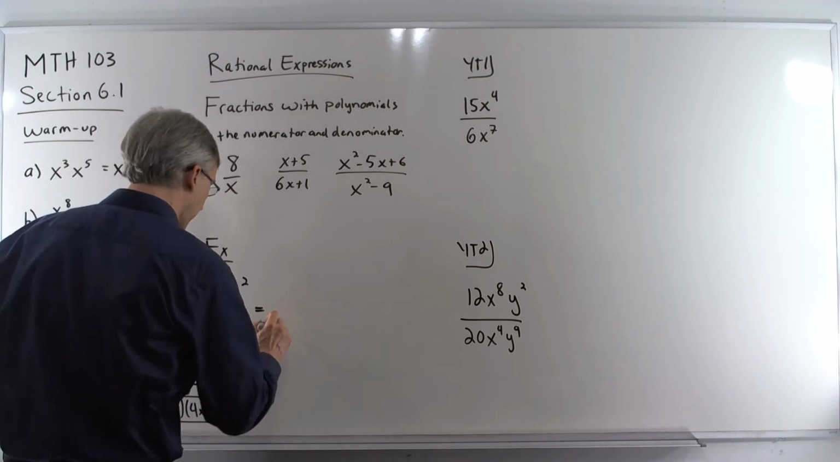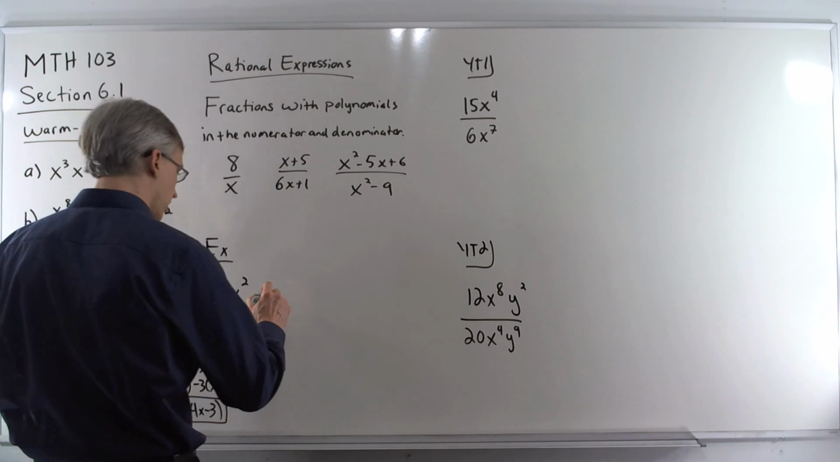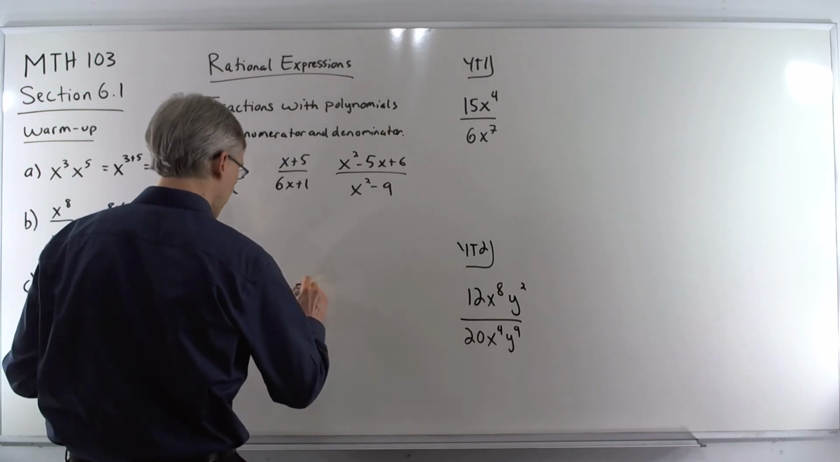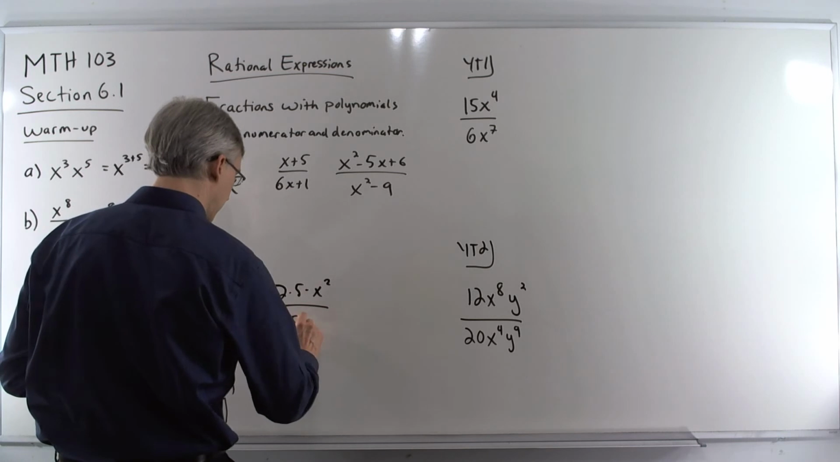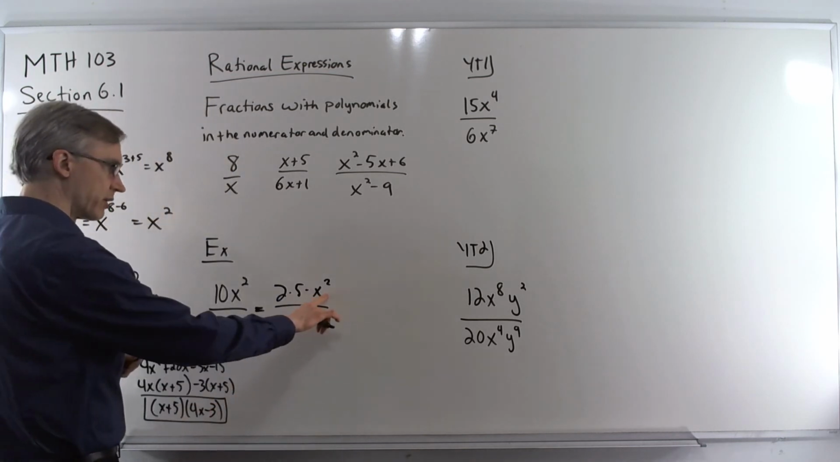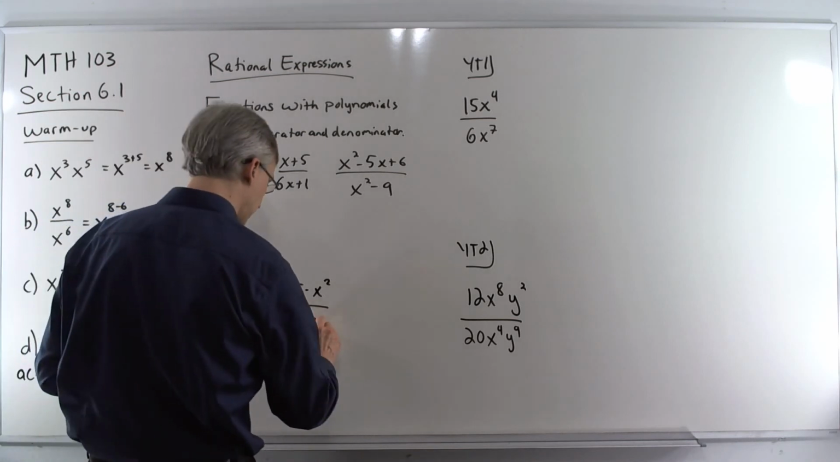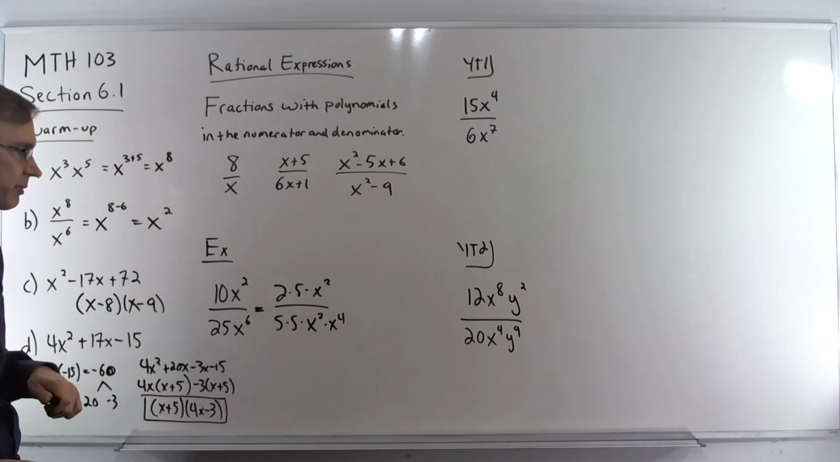So here's an example of that. You got 10x squared on top, 25x to the 6th on the bottom. There's a couple different ways you can do this. If you'd like, we could just factor it all out. So we get 2 times 5 times x squared on top. And on the bottom, we get 5 times 5 times, and now I'm going to split this one up so that I match one of the other factors, so that I could write this as x squared times x to the 4th power using the properties of exponents.